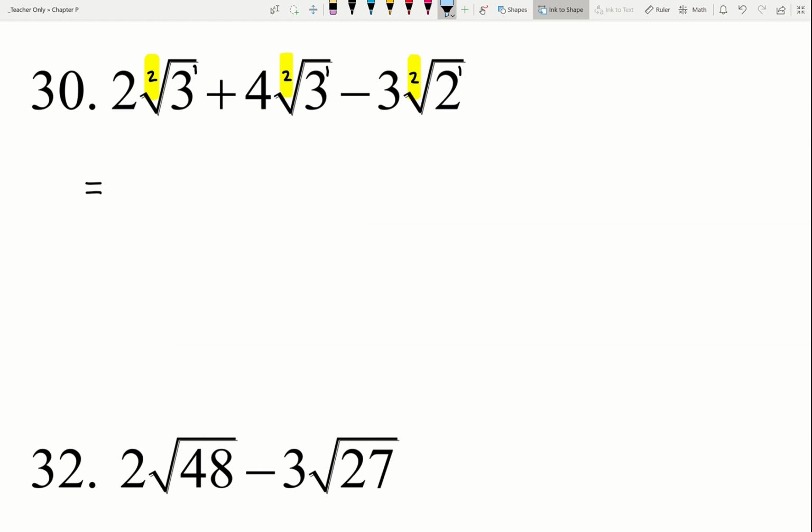But what we can do is notice that we have a couple of radicals here that do have the same index and the same radicand, namely these first two, okay? So you'll notice that they both have an index of 2, and they both have a radicand of 3, okay?